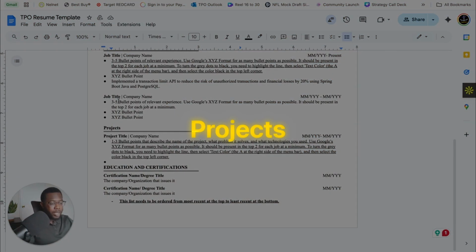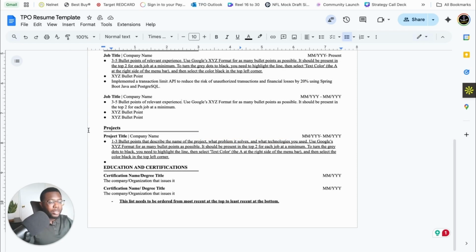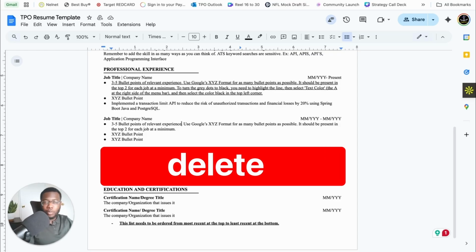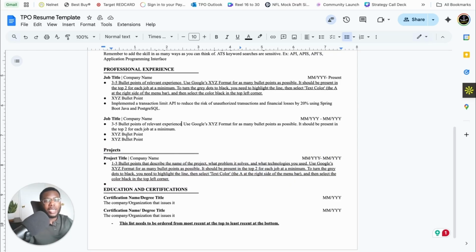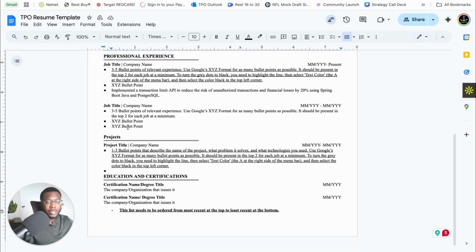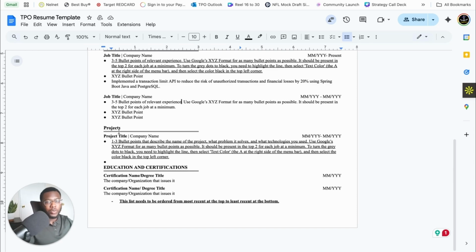Moving on to projects. So if you're a mid-level or senior level developer, you most likely won't have this project section. So honestly, what you can do, just delete this section and then go ahead and just add more professional experience. Because at this point, you probably have 5, 10, 15 years of professional experience and you really want to highlight that. If you don't have 5+ years of professional experience, let's say, and you do want to highlight one or more of your projects, that's why I put this section in here. So this section is optional. I just wanted to call that out.